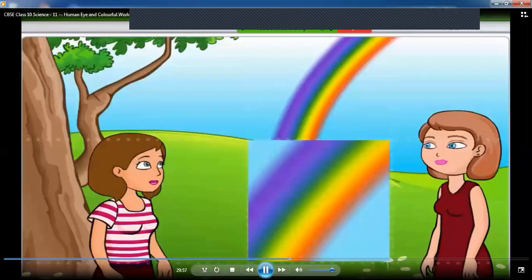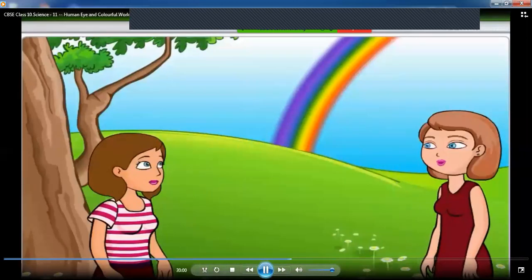Rainbow. Yes, it's very beautiful. In fact, the legends of many cultures see the rainbow as a kind of bridge between heaven and earth. Really? Well, that's an interesting idea.